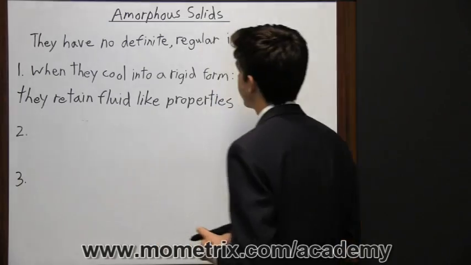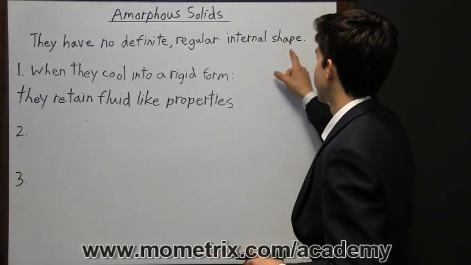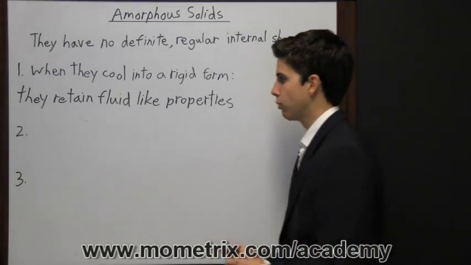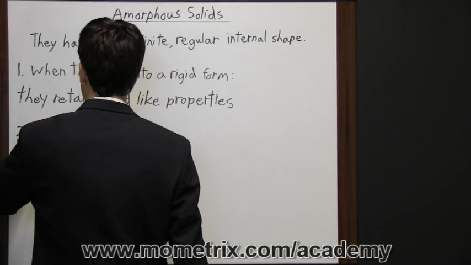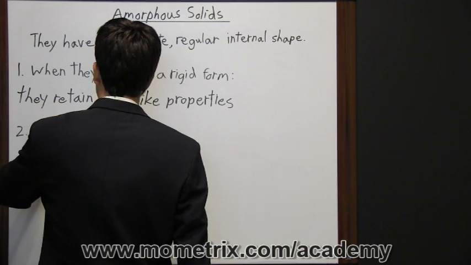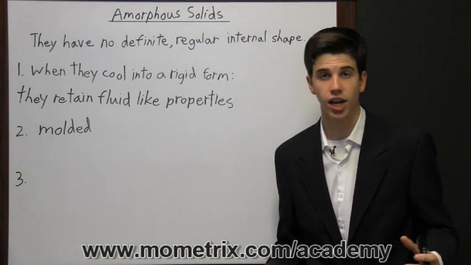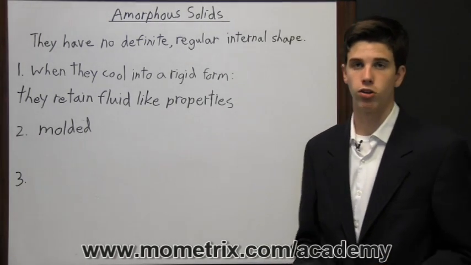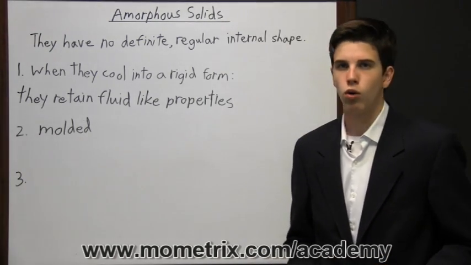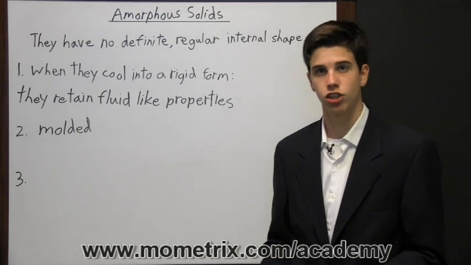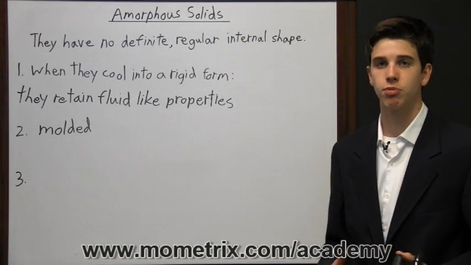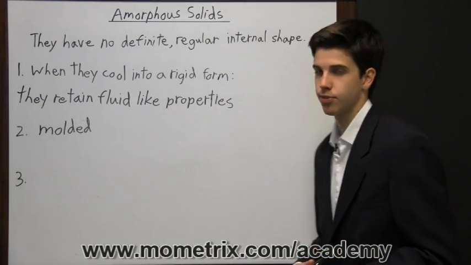Now, because these amorphous solids have no definite, regular, internal shape, they can be easily molded. And so think about glass, for example. That's an example of an amorphous solid. And glass comes in a variety of forms and shapes. It can be a glass bottle, or it can be in a window, or it could be some kind of complex glass structure. The point is, glass can be molded into many different shapes and sizes.